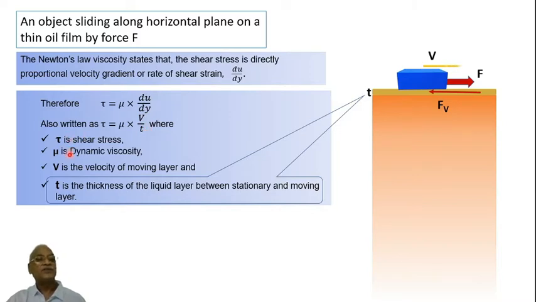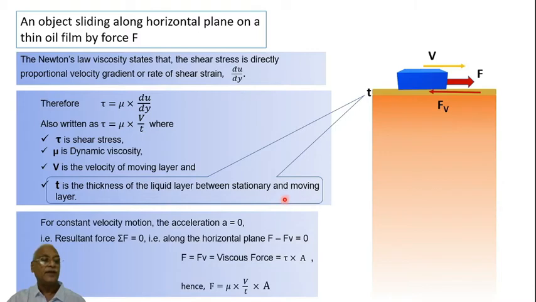Tau is shear stress, mu is dynamic viscosity, v is the velocity of moving layer or moving object, right? t is the thickness of the liquid between stationary and moving layer. For a constant velocity of motion, acceleration is 0, sigma F is equal to 0. In this picture, F minus Fv equal to 0. Fv is viscous force, which is given by shear stress multiplied by the area. I told you, L multiplied by the breadth.